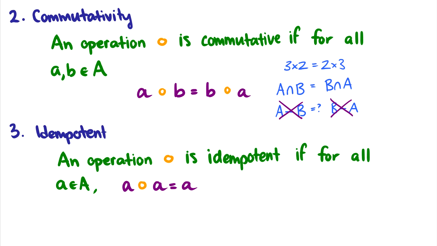Okay, the third one, idempotent. An operation is idempotent if for every a, if we use the operation on itself, we just get itself back. One example of an idempotent operation is the intersection. If I do a intersection a, I get a back. Similarly, if I do a union a, I get a back. So we can say that intersection and union are idempotent. However, what about multiplication? If I do 3 times 3, do I get 3 back? No, I don't. I get 9 back. So multiplication under the real numbers and integers would not be idempotent. So those are 3 properties. We do have one more.